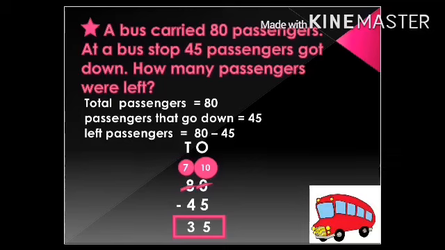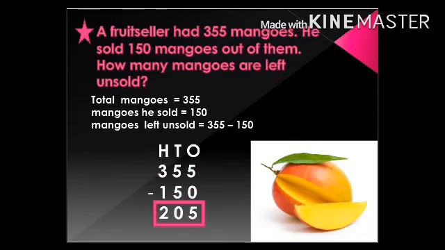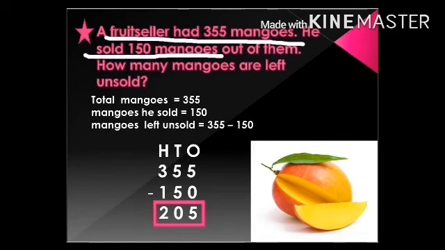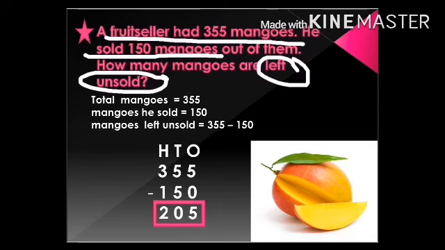Let's do one more example. A fruit seller had 355 mangoes. He sold 150 mangoes out of them. How many mangoes are left unsold? Underline fruit seller had 355 mangoes. In the second line, underline sold 150 mangoes. And in the third line, circle the word left unsold. Now left means we have to do subtraction.